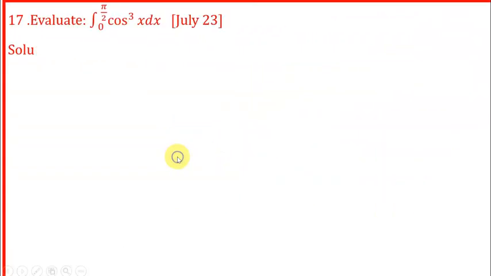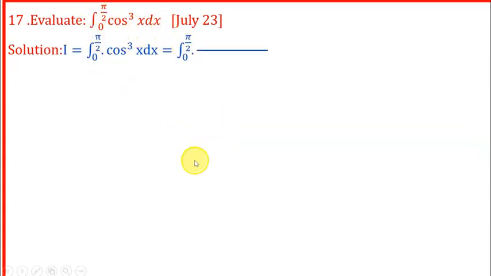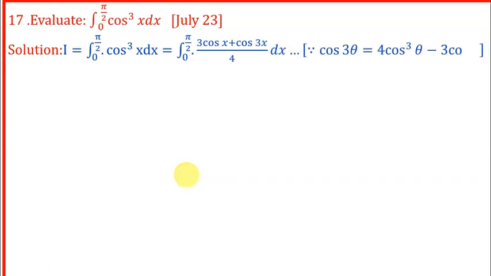Now next, evaluate the integral from 0 to pi by 2 of cos cube x dx. This question was asked in the July 23 examination. Now, what is the value of cos cube theta? Cos cube theta means cos of 3 theta plus 3 cos theta upon 4, that is, 3 cos theta plus cos of 3 theta upon 4, using this formula.